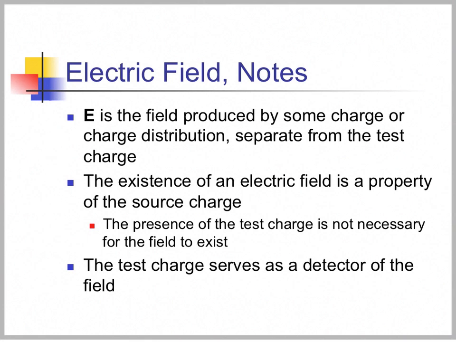The existence of the electric field is a property of the source charge. The presence of a test charge is not necessary for the field to exist. So this test charge then serves as a detector of the field. Just like in gravity, if I had a mass above the surface of the Earth, that mass would be a test mass. It could prove that there was a gravitational field because when I released it, it would fall. But whether or not that mass was there, the gravitational field would still exist.